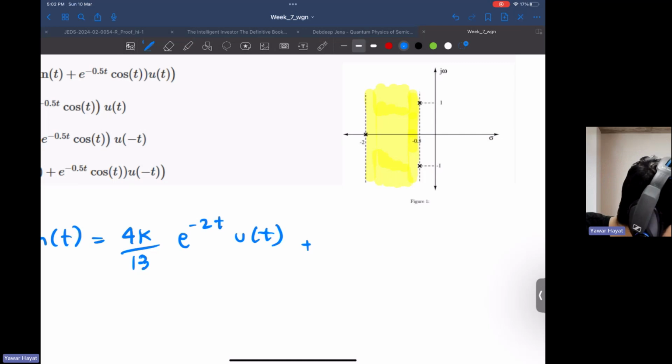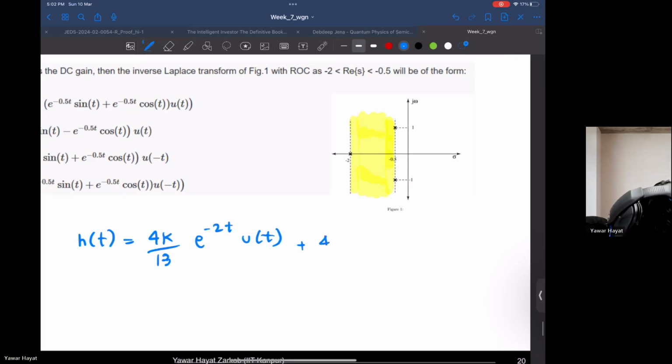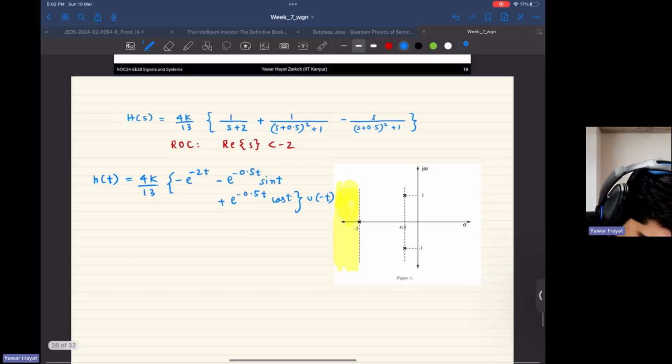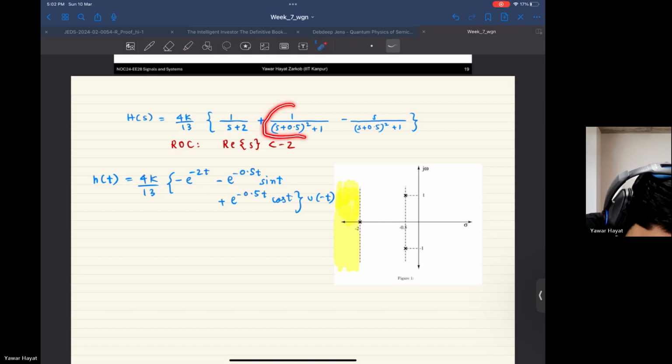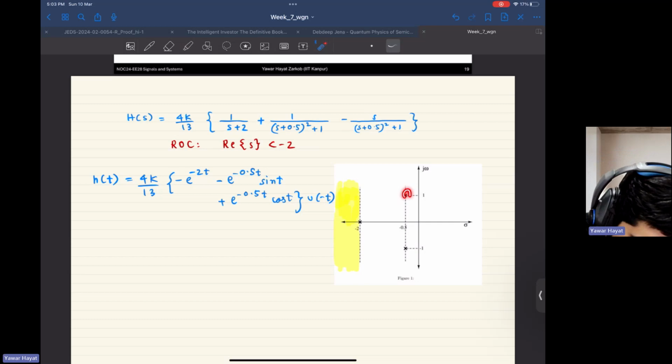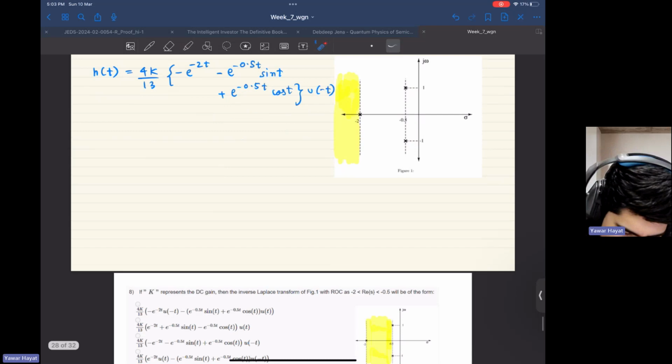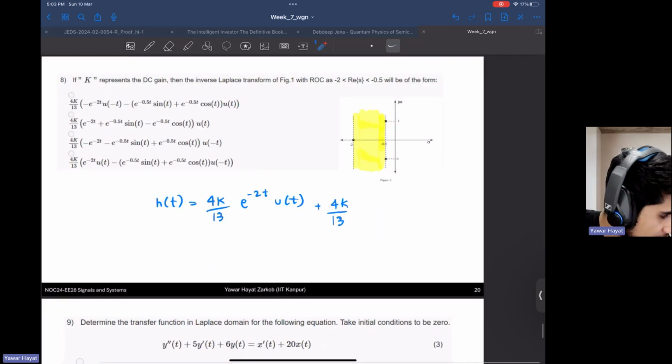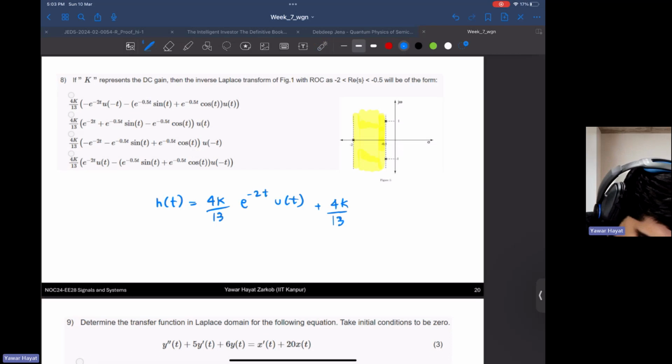And for the other case, okay, what about this case? For this, the ROC is to the left of the pole corresponding to this, isn't it? The poles are this and this, and the ROC is to the left of the poles. So the answer would be this. I'll directly write the answer.